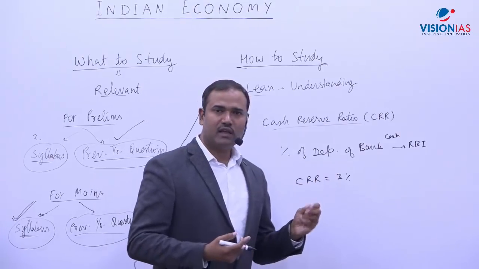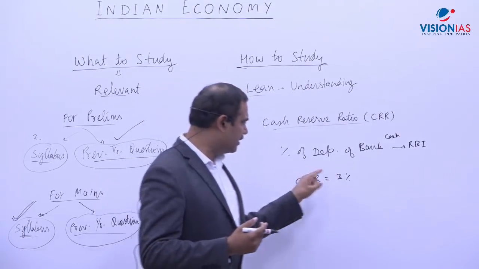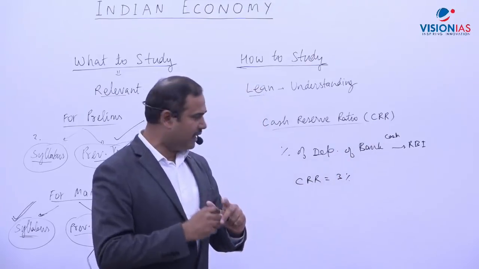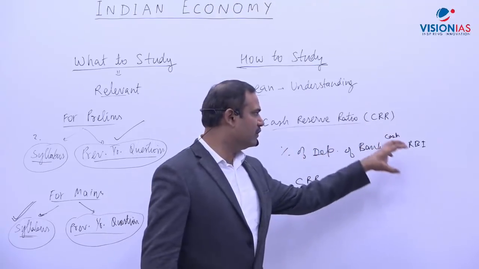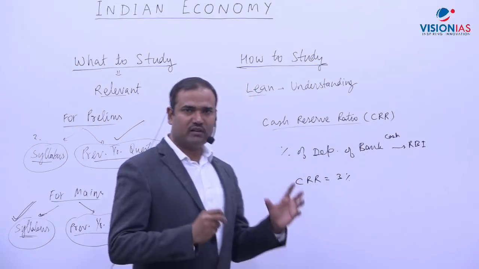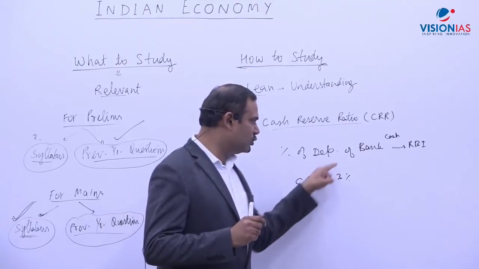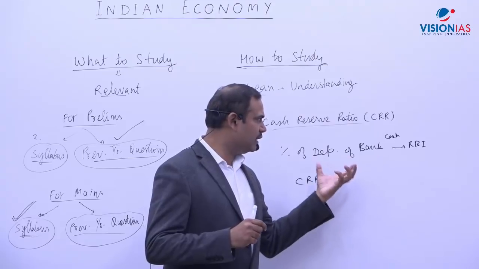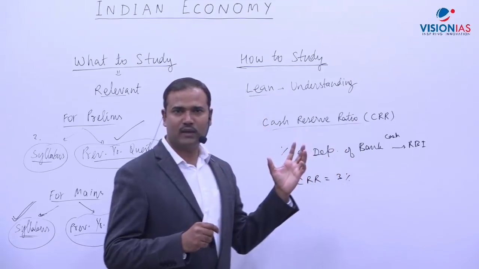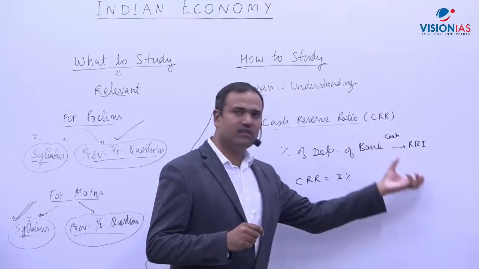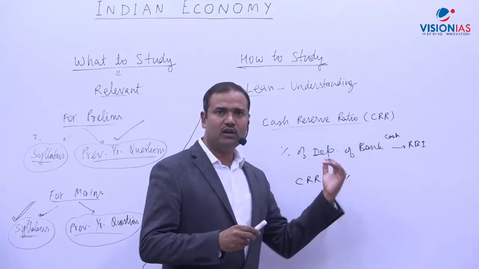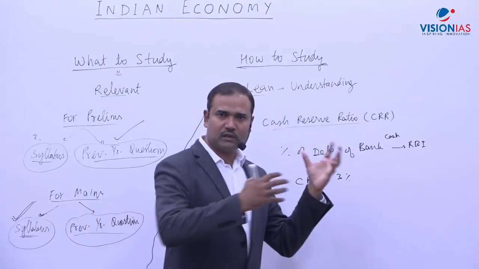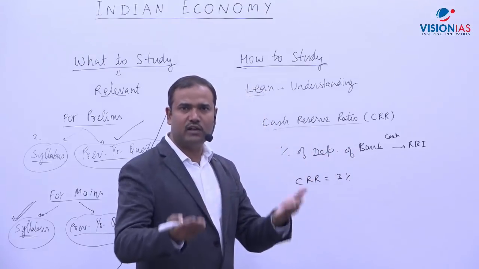For example, if RBI increases CRR, maybe from 3% to 4%, what will happen? The bank has to keep more money with RBI. So will the bank have less money or more money for giving loans? Obviously more money will be held up with RBI, so less money will be available for giving loans. Then bank lending will reduce, and overall people actually borrow and then they buy things. So demand will reduce in the economy.